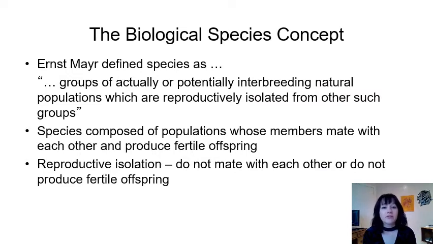So the biological species concept is a way to define species, and the idea is that they are reproductively isolated. So you can say two animals are a different species if they cannot breed successful offspring. Right? So species that can mate with each other, or individuals that can mate with each other, therefore must be the same species.